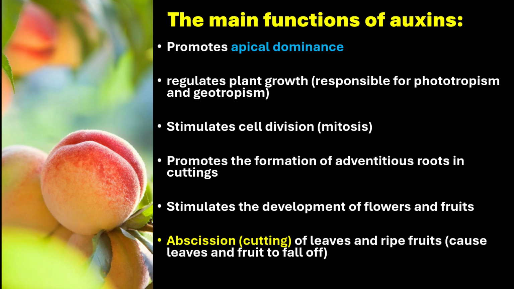Without auxins, leaves won't fall on the trees. And when fruits become ripened, or when they ripe, they will not fall. Hence, auxin cause leaves and fruits to fall off to the ground.